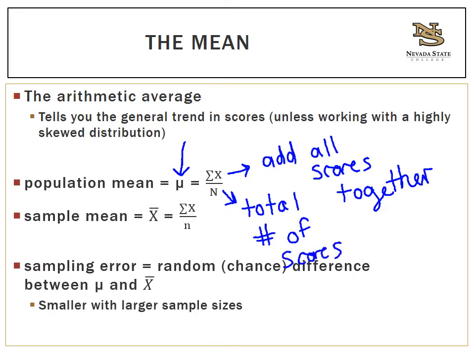Okay? Now, when it comes to the sample mean, you'll see that that symbol is x bar, but it is calculated essentially the same way. This sum of x is still adding all the scores together, and this n is now the sample size instead of the population size, but it still represents the total number of scores.